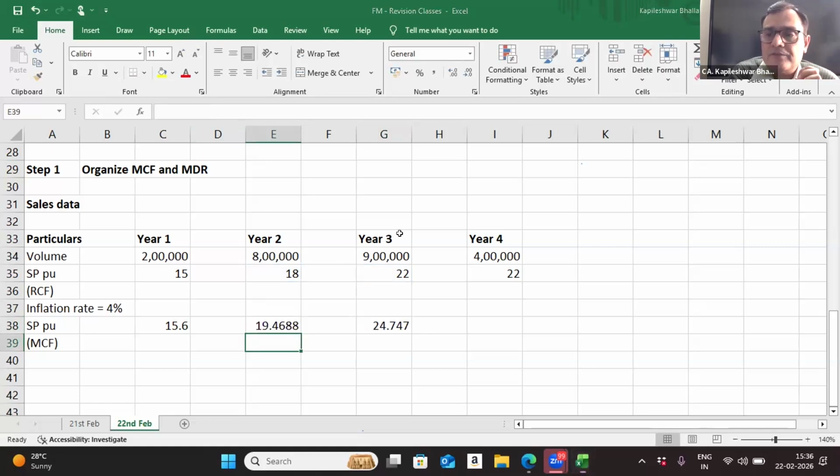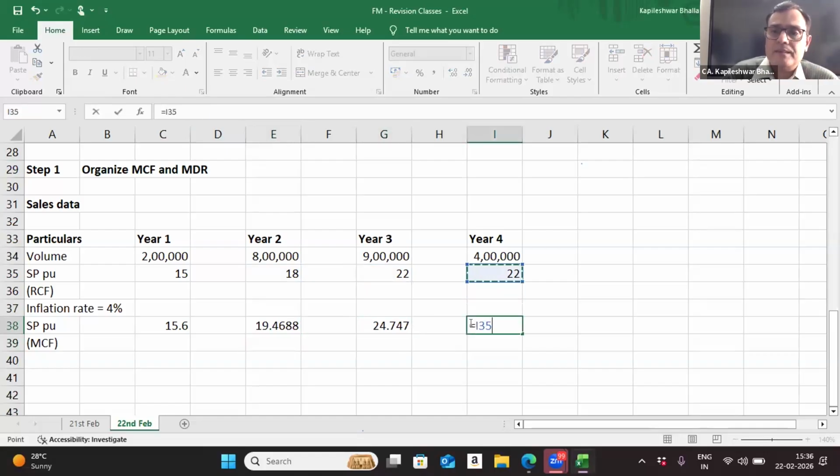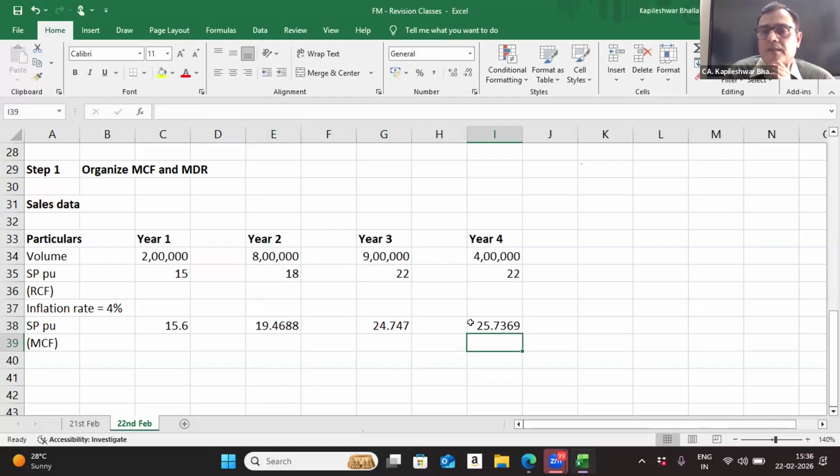Right, I think I rectified that. Yes, thanks for the correction. So this is done. This is at the rate of 4%. Then similarly, we can take 22 and multiply it with 1.04 raised to power 4. Right, so this is the selling price which is computed on the basis of MCF.